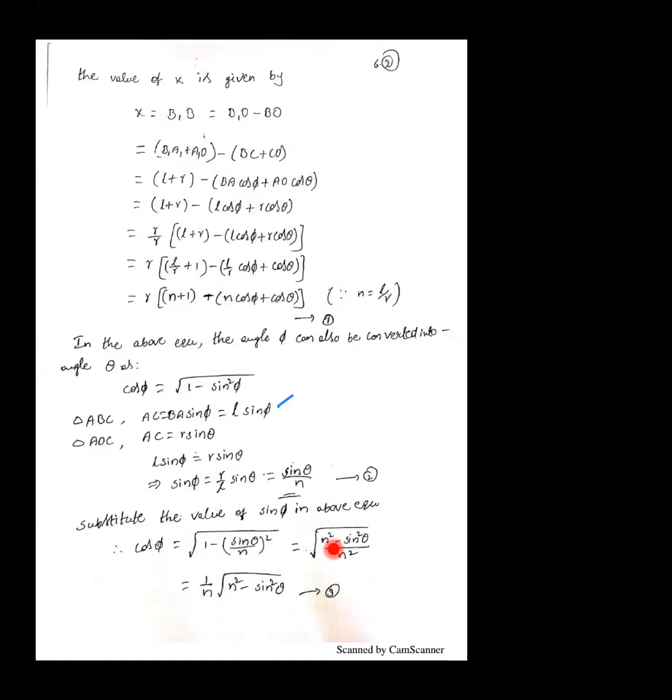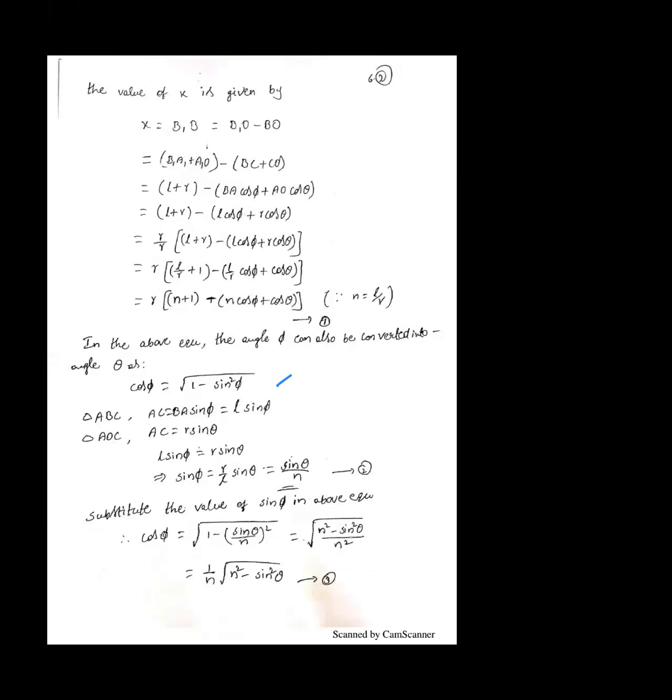That relation will be written here: L sin pi equals R sin theta. Why? Because both are AC values. And sin pi equals how much? R by L sin theta. It may also be written as sin theta by N. Why? Because N means L by R.